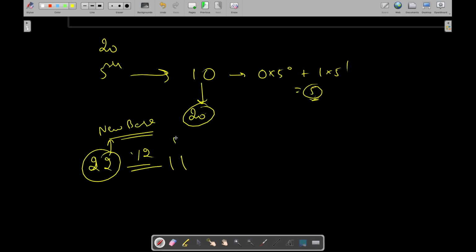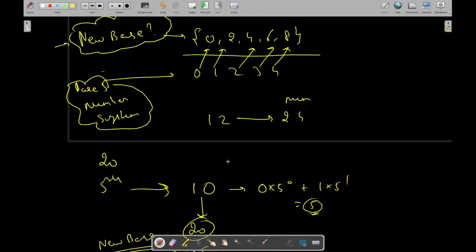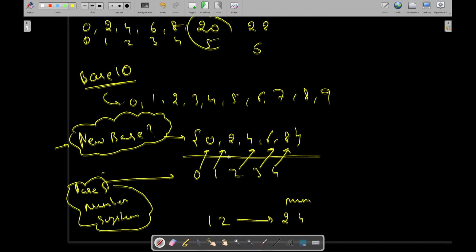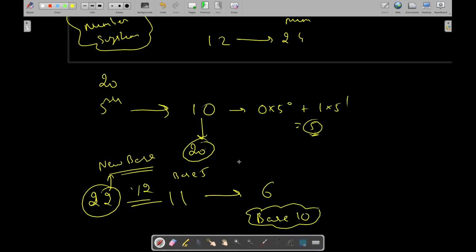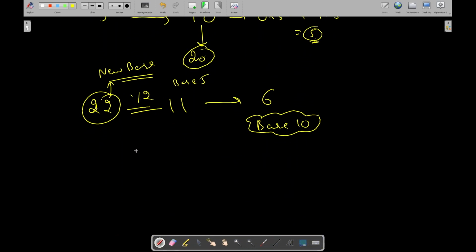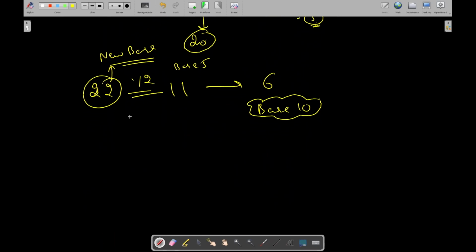Okay, so 11 in base 5 is equal to 6 in base 10, right? It is a very intuitive observation, and if you were able to actually come up with it on your own, congratulations. It is actually very tough to come up with. So now we have this, and the algorithm is pretty simple from here.